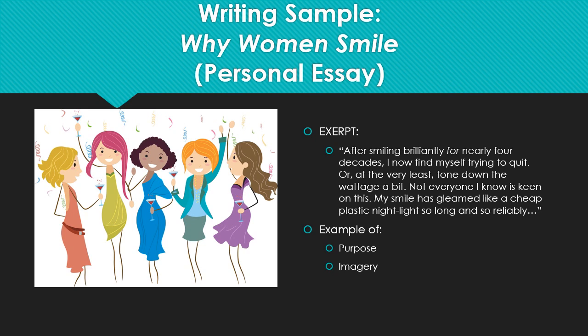In this example, we see uses of purpose and imagery. For purpose, we see this through what she's telling us what she's going to do. She's been doing the smiling thing forever, but now she wants to quit. She's done with it. And the people around her aren't so impressed by that. So what is she going to do?